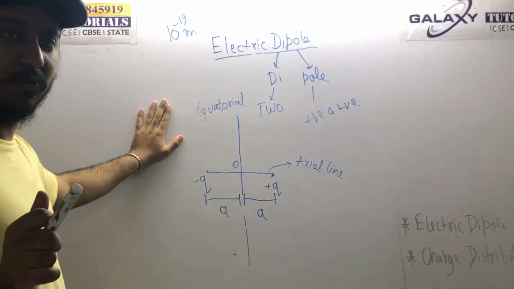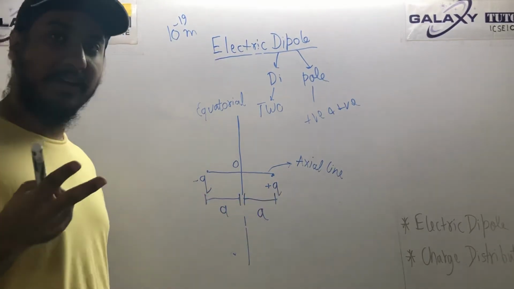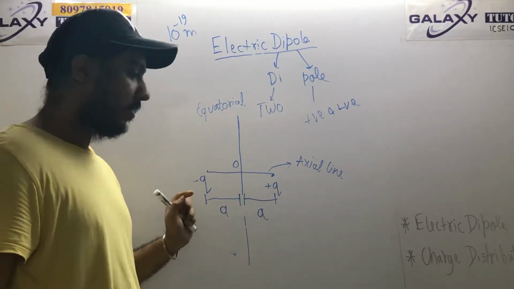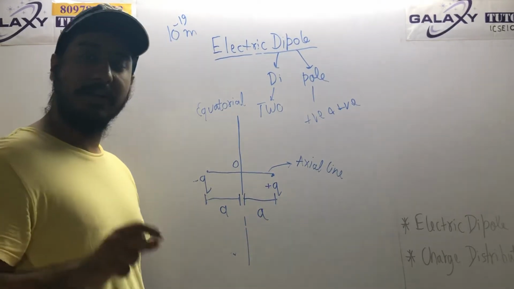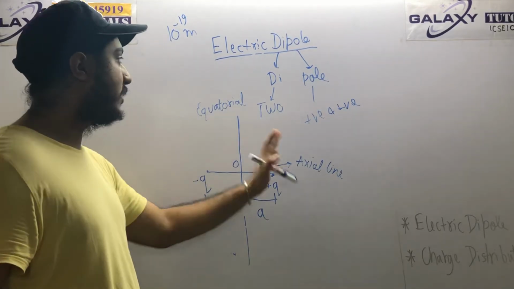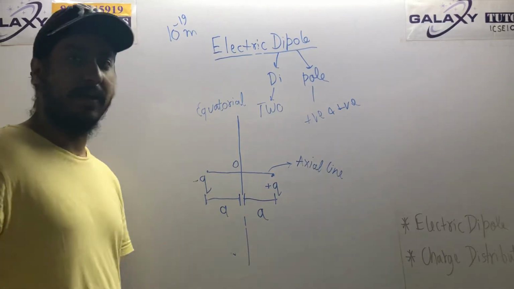What does it consist of? It consists of two charges, both of equal magnitude but opposite charges. This will be plus and this will be minus. Both are separated by a finite but very small distance. This is known as an electric dipole. This symbolizes an electric dipole.